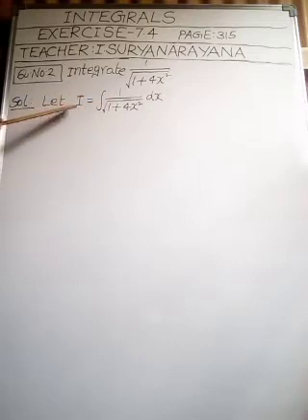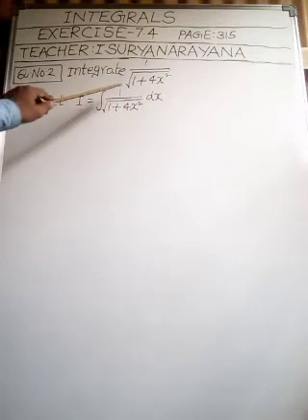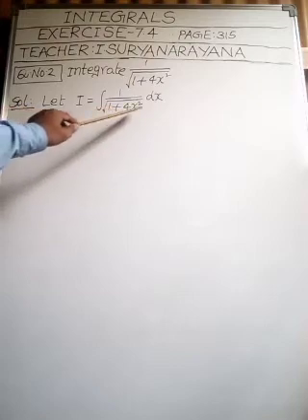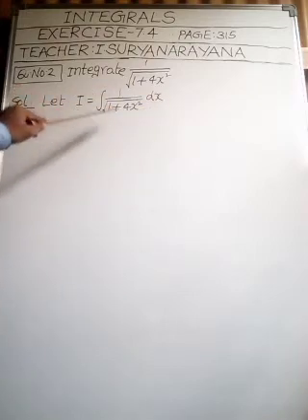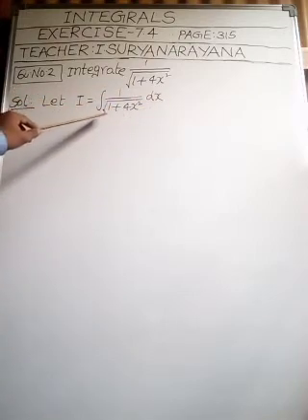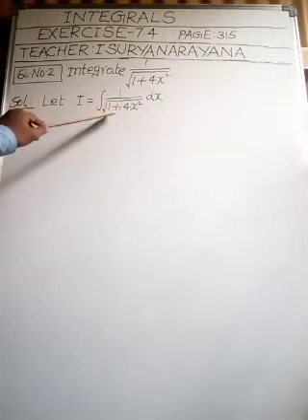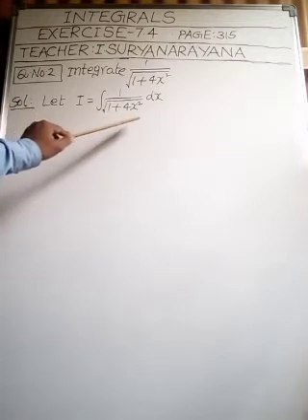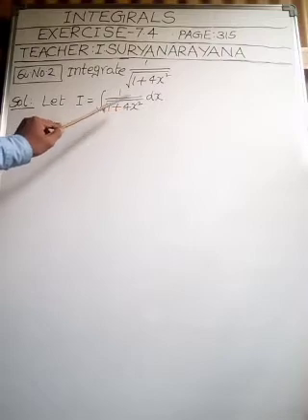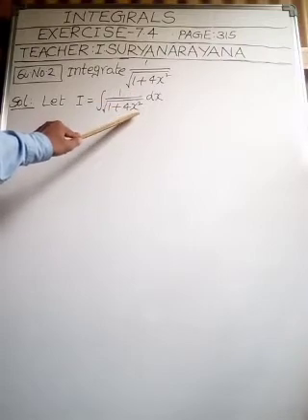We assumed here capital letter I is equal to integral 1 by square root of 1 plus 4x square dx. If you observe this integrand, in the denominator under the square root is a quadratic expression in x, but what is the coefficient of x square?